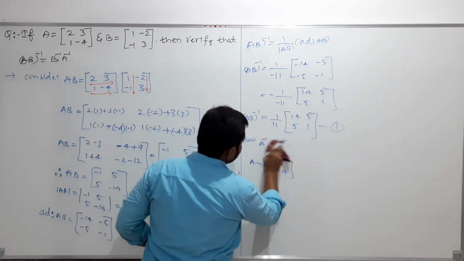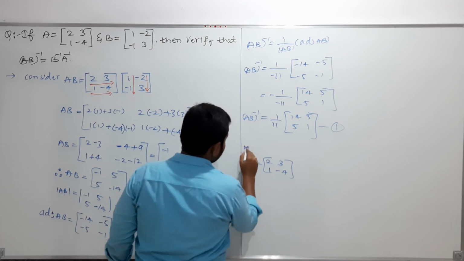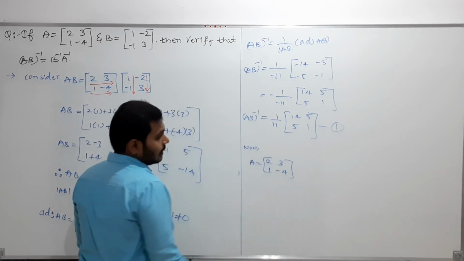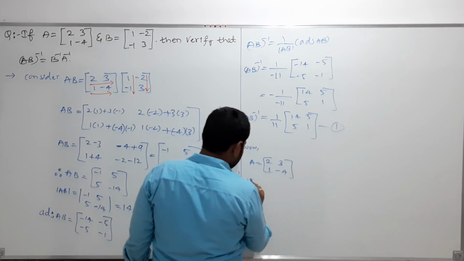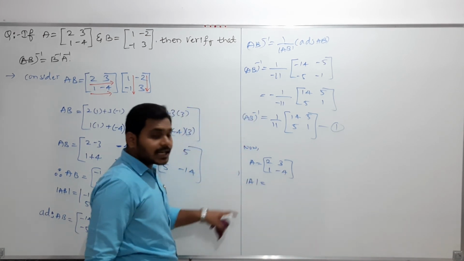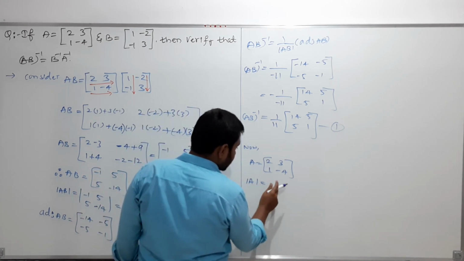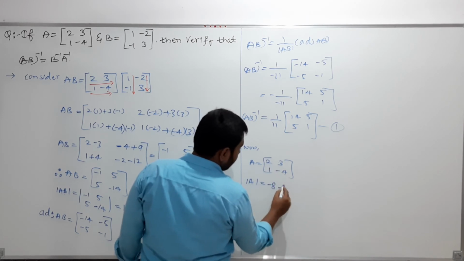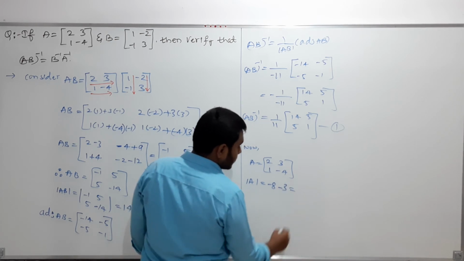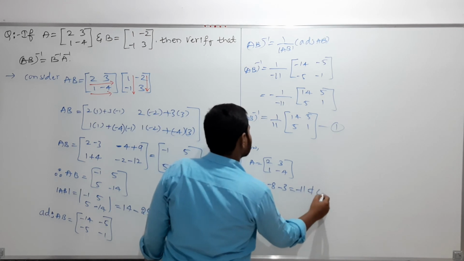So directly, A is this matrix. What is required to us? We should require the determinant of A. How to calculate determinant of A? Determinant of A is equal to this element into this element, so minus 4 into 2 is minus 8, minus of this element into this element, so 3 ones are 3. So minus 8 minus 3 is minus 11, which is not equal to 0.